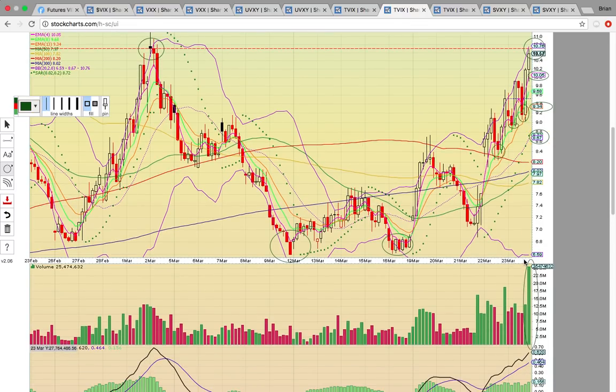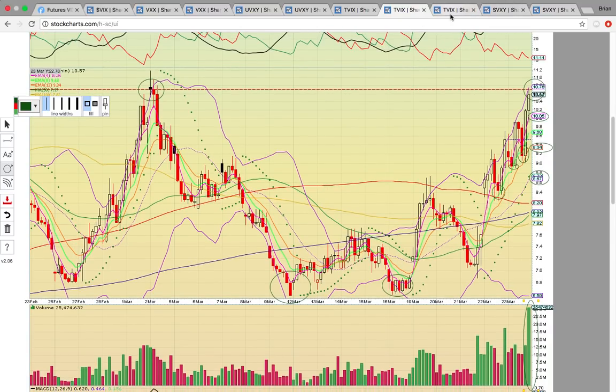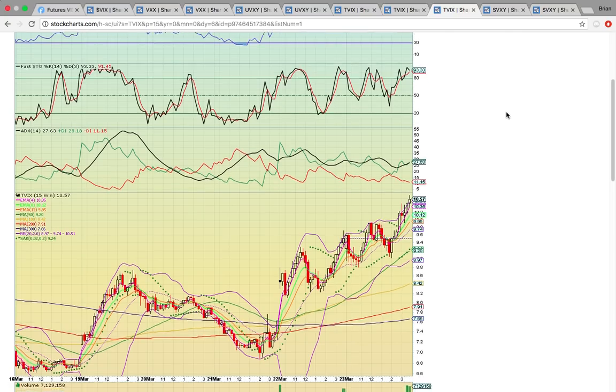Notice the big volume spike on the close. That's very interesting. People were probably locking in some gains after the big move.